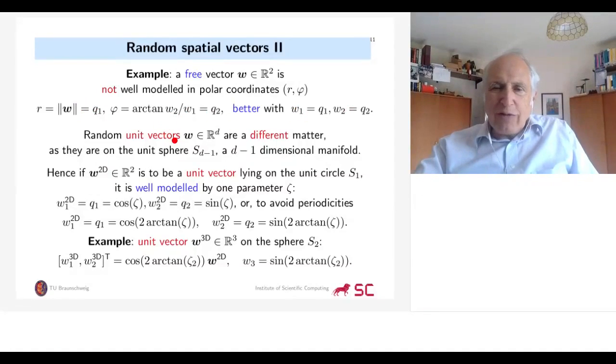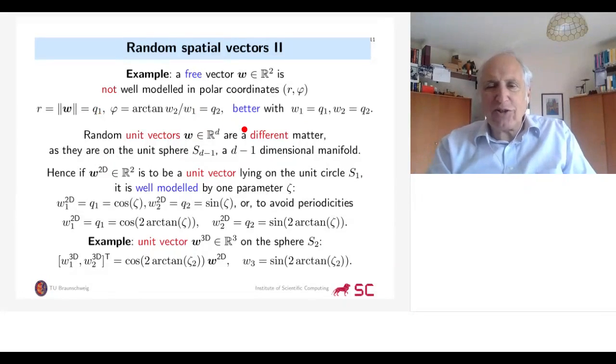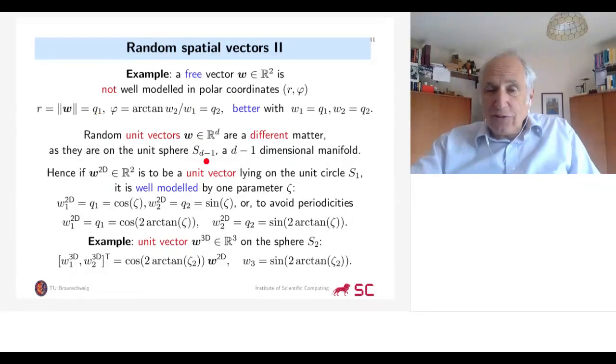It's different if we want to have a random unit vector. Then the length is fixed to 1. That's a different matter. So this is if you want to model a direction in R^d. Then we know it lies on the unit sphere, and this is a d minus 1 dimensional manifold. So we don't need d random variables, but only d minus 1. Of course, you could take d variables and then just normalize by dividing by the length. But there are better ways of doing it.